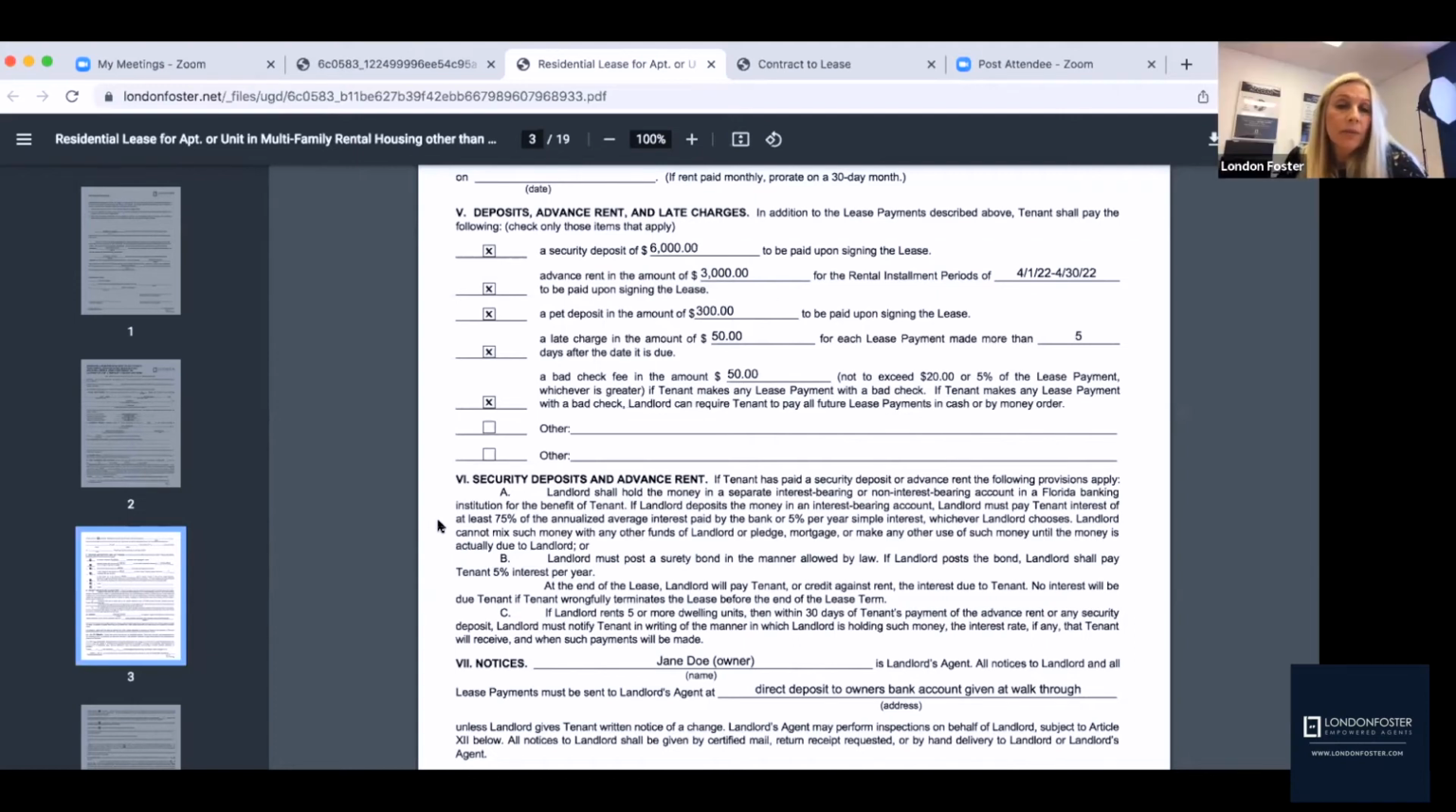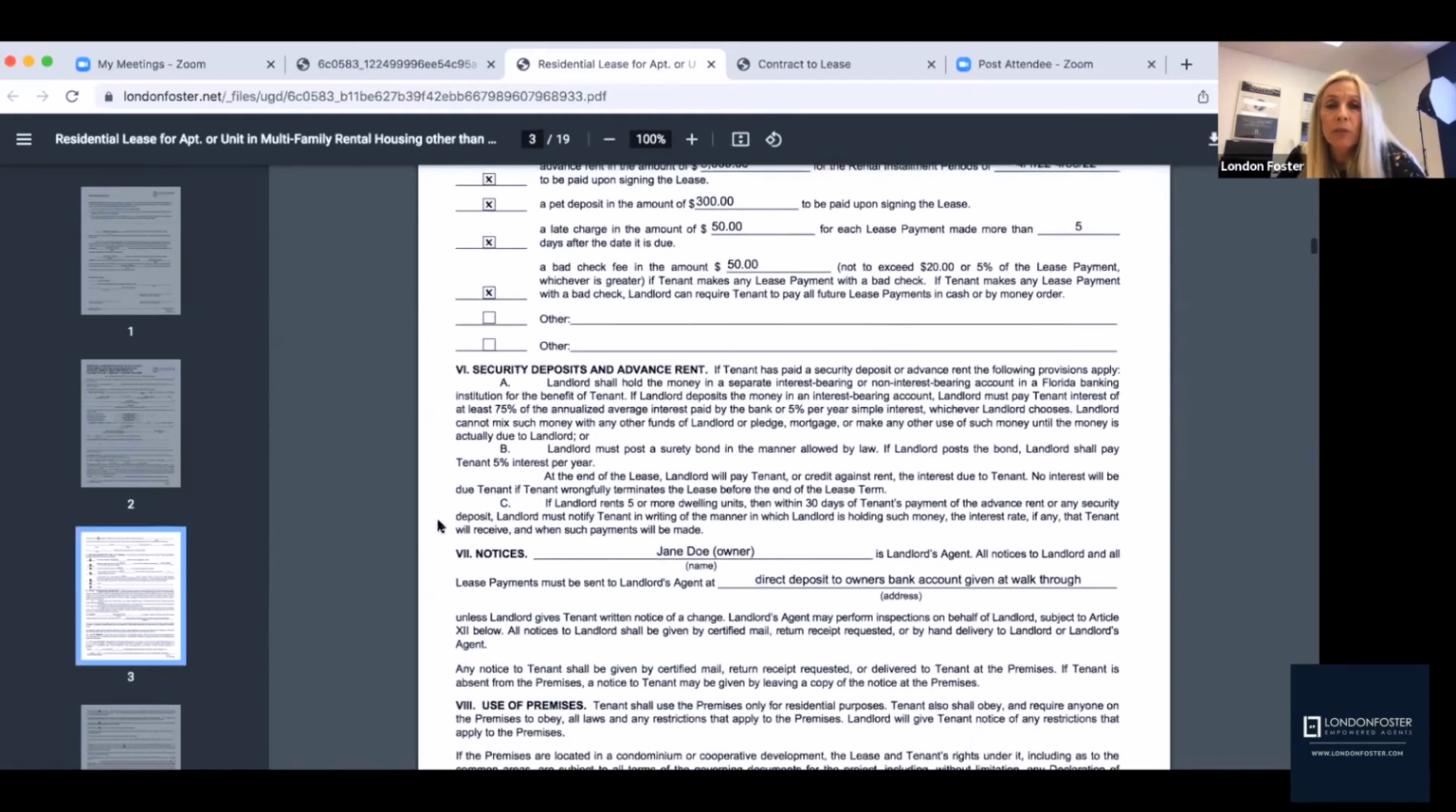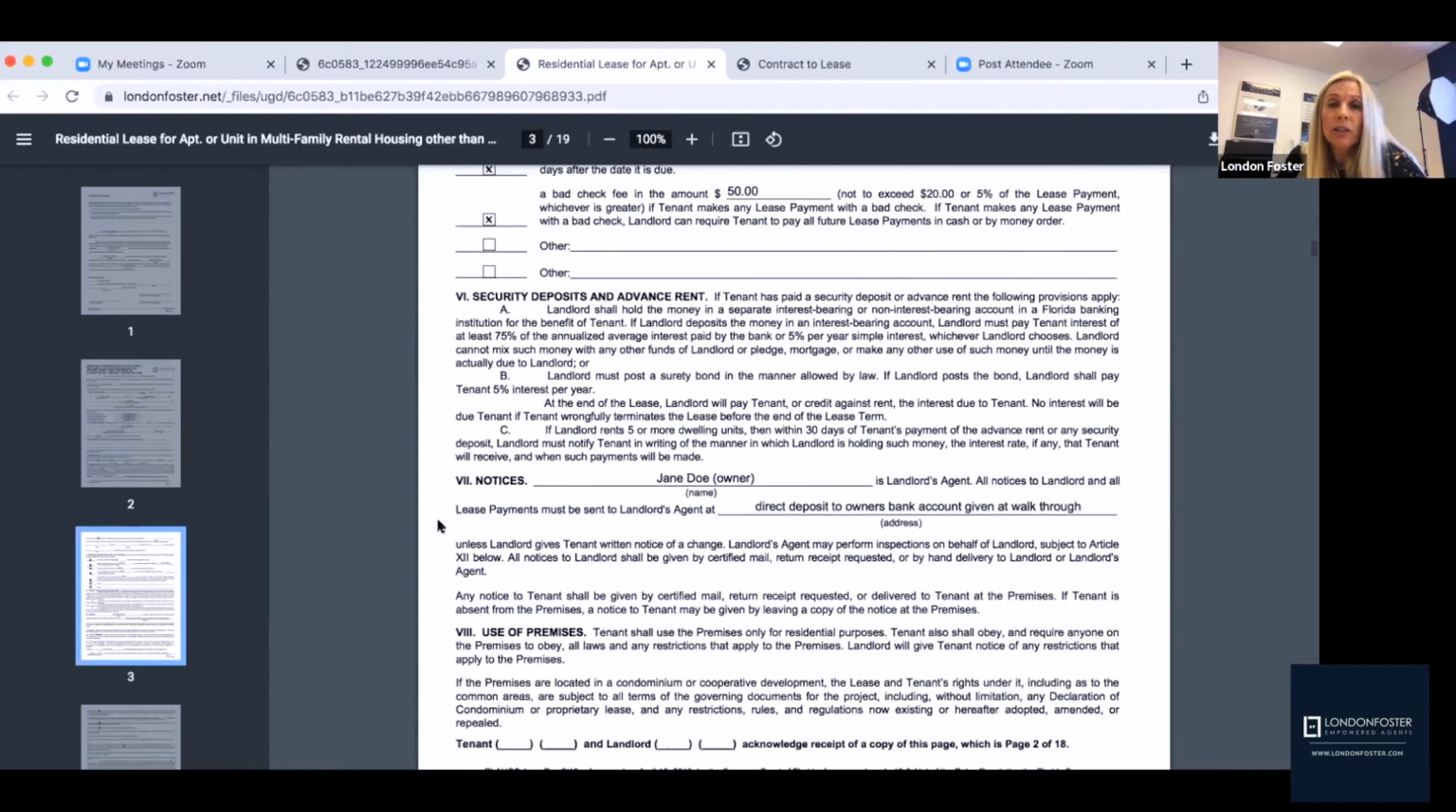Good feedback there. Thank you, Memo, for that. So security deposits. Let's move on to section 6. This is just to do with security deposits. Most landlords that I know, they have a bank account.